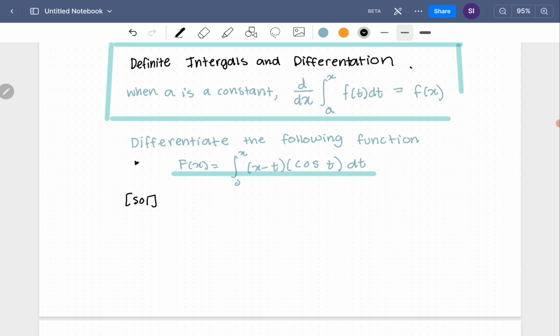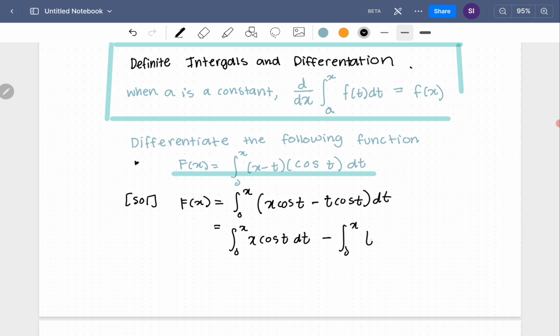So we have to differentiate this integrand. Let's first simplify this integrand. So we can say that f of x is equal to the integral from 0 to x, and let's just simplify whatever's inside. That's x cos of t minus t cos of t dt. Let's split the integrand, so we get the integral from 0 to x of x cos of t dt minus the integral from 0 to x of t cos of t dt.